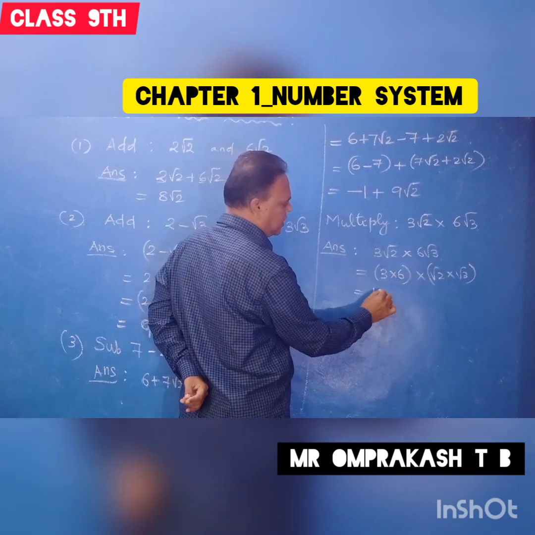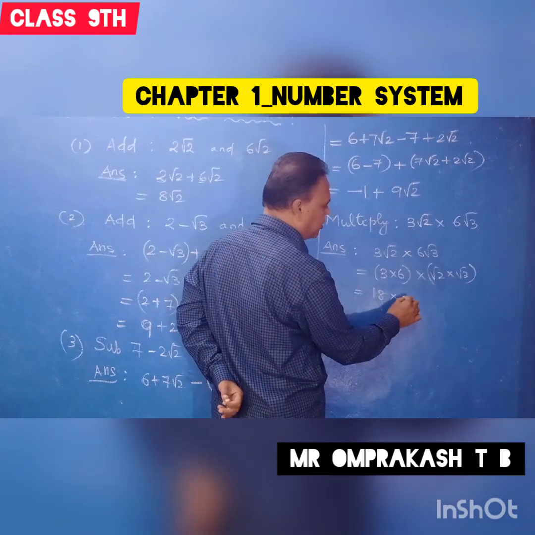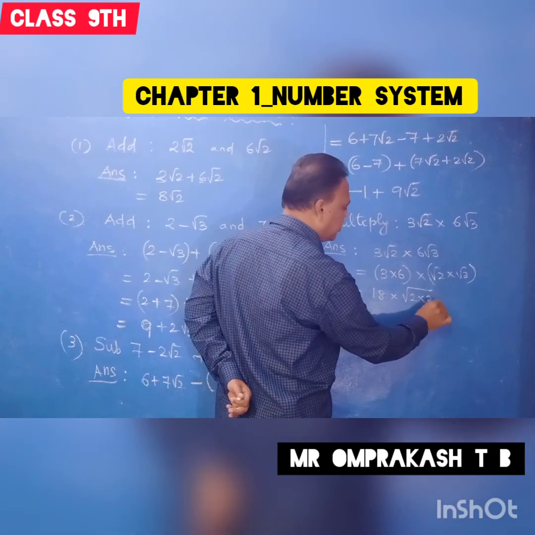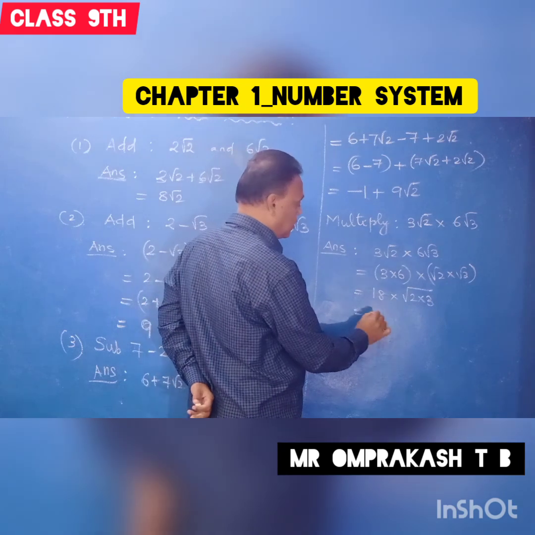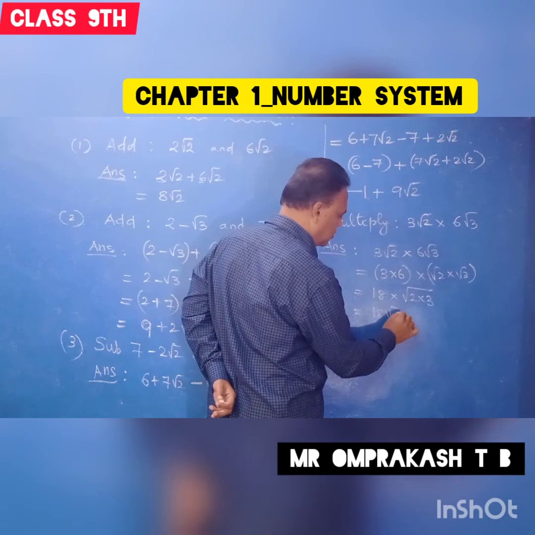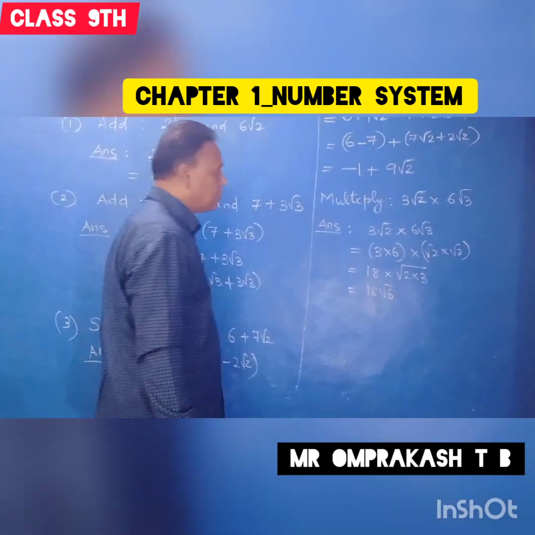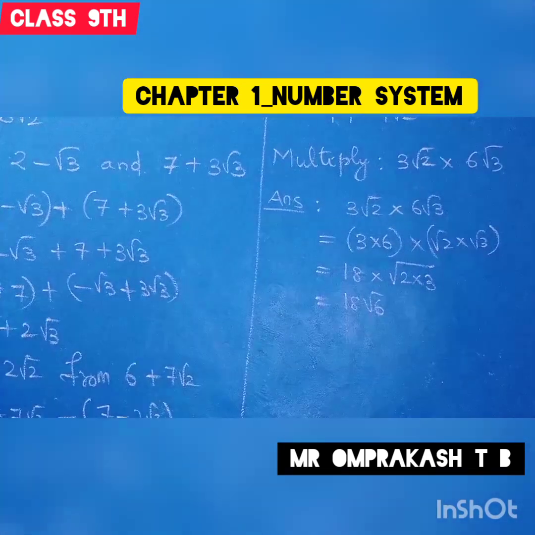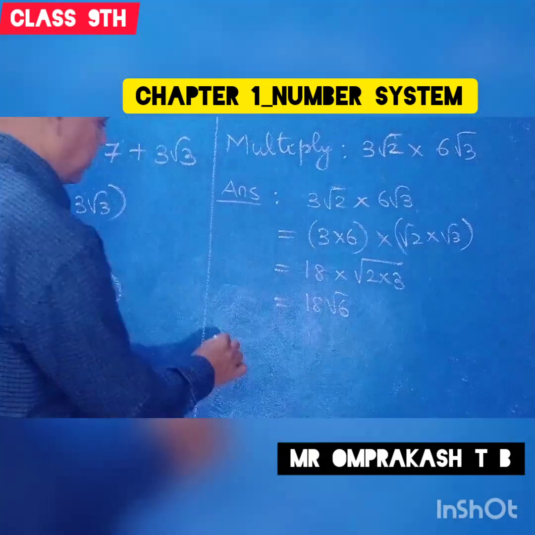So 3 into 6 is 18 into root 2 into root 3. How to multiply means root over 2 into 3. It is possible in multiplication. In addition and subtraction, it is not possible. Clear? I will give the formula also. 18, then root 6. 18 root 6. That's all. So the product of two irrational numbers, here you are getting another irrational number. Clear? Now divide also. Same way you divide.